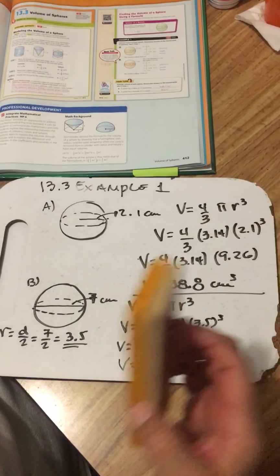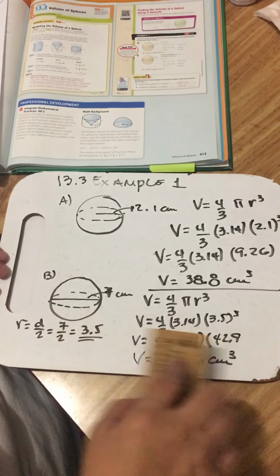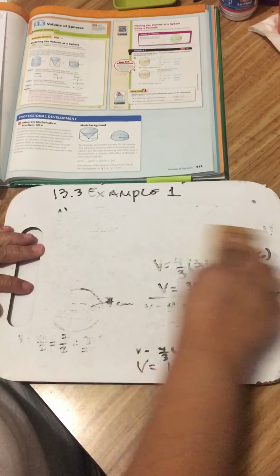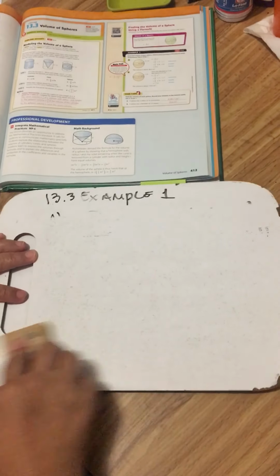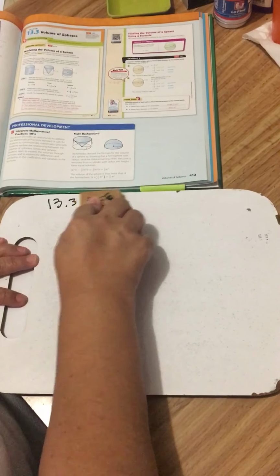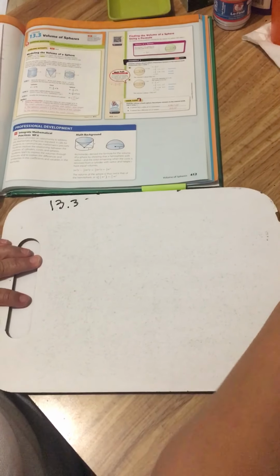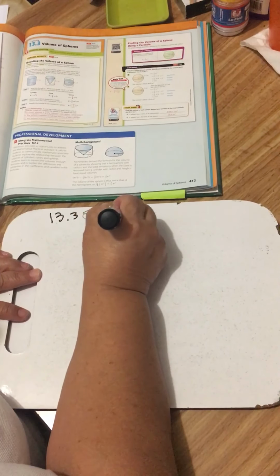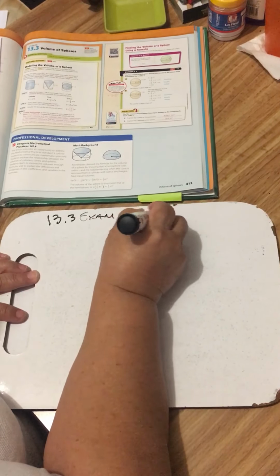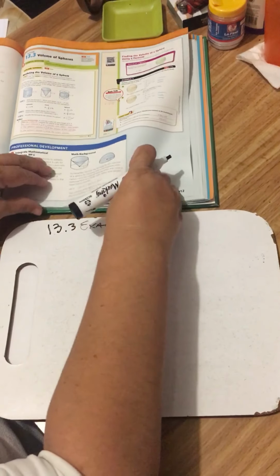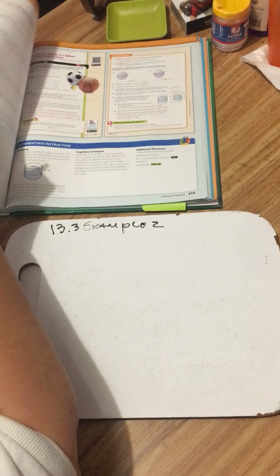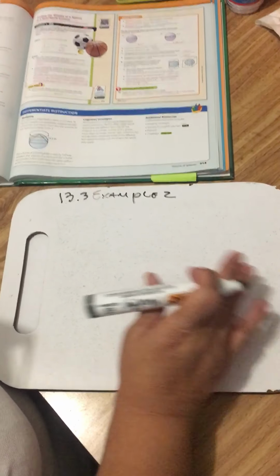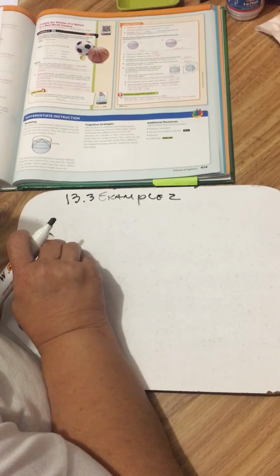I'm going to erase this. Remember that you have these procedures in your book. We're going to continue with Example 2, finding the volume of a sphere in a real world context.